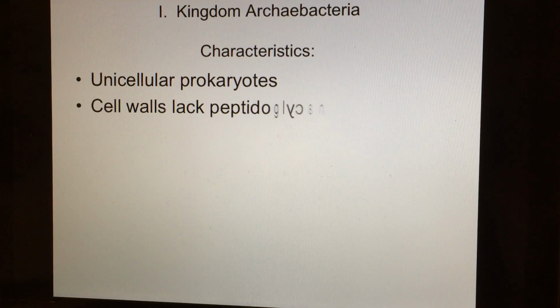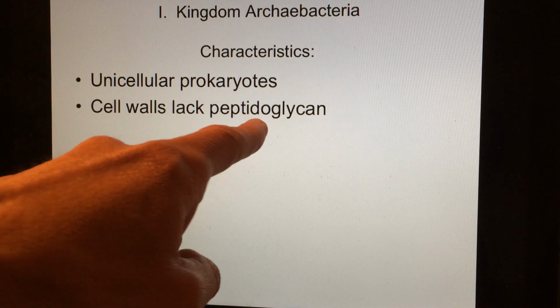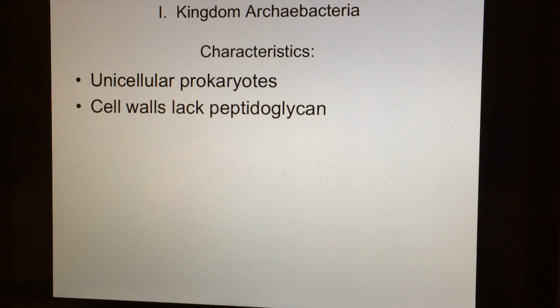Next. Now this is the characteristic in which taxonomists separated Archaebacteria from regular bacteria, which is the next kingdom. We'll do that tomorrow or the next day. This is the characteristic that separates them. Their cell walls, and all of these have cell walls, so they have a plasma membrane, then a cell wall, lack a very special protein called peptidoglycan. You don't have to know what that is. You just have to know that that's the fundamental difference between this kingdom and the next one.